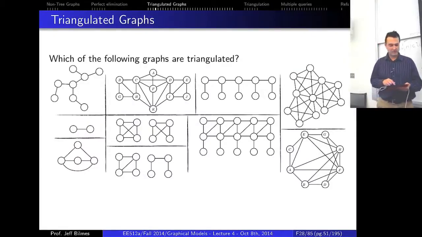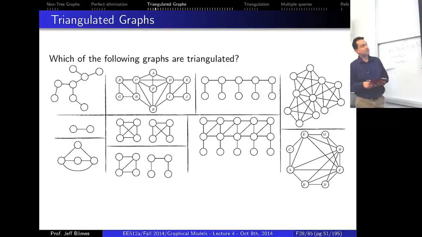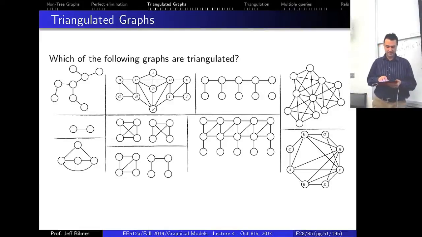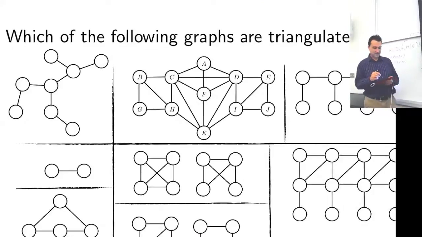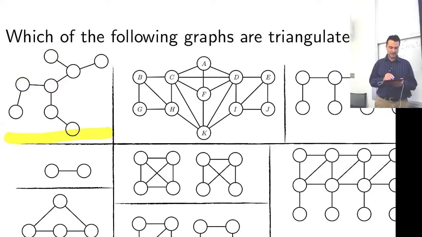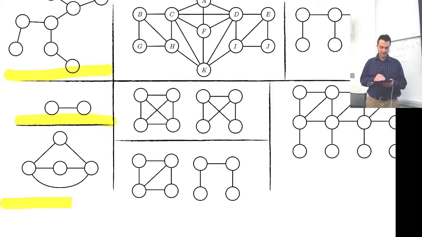Okay, some questions for you. Which of the following graphs are triangulated? Let's see if this works. So let's start with this one. Is this triangulated? Yes. Is this triangulated? Yes. Is this one triangulated? No. It's not?